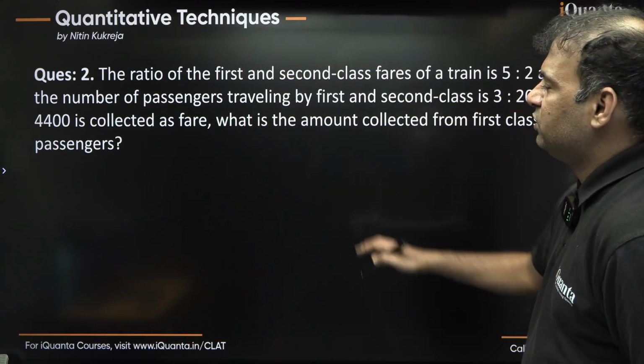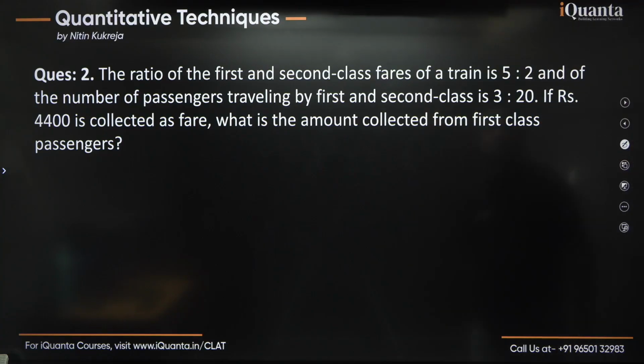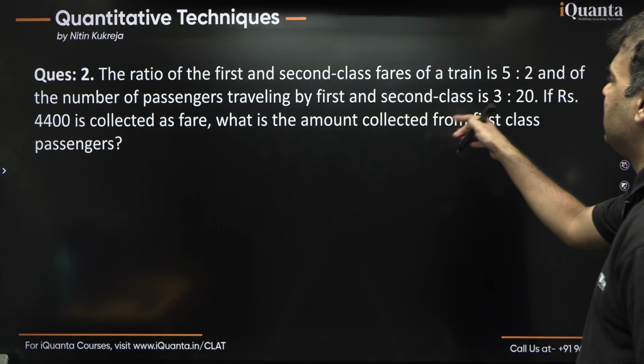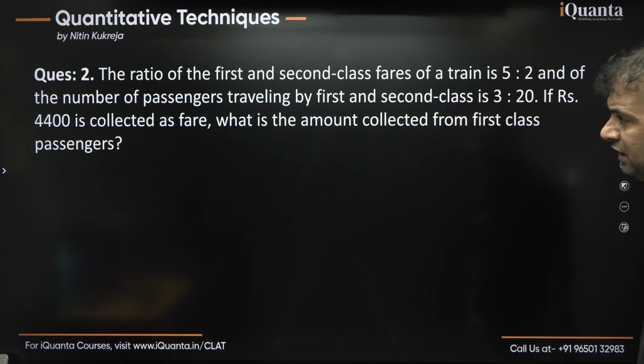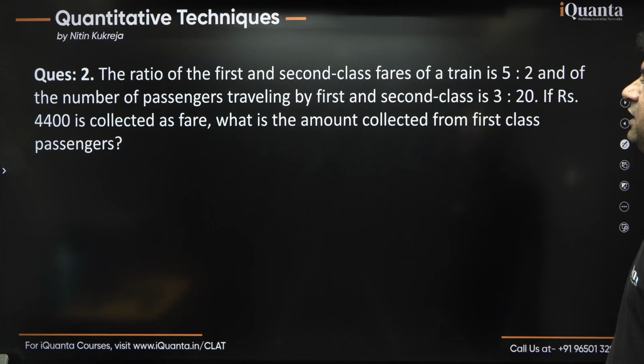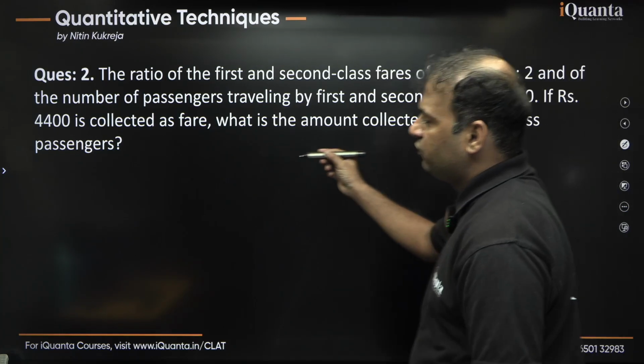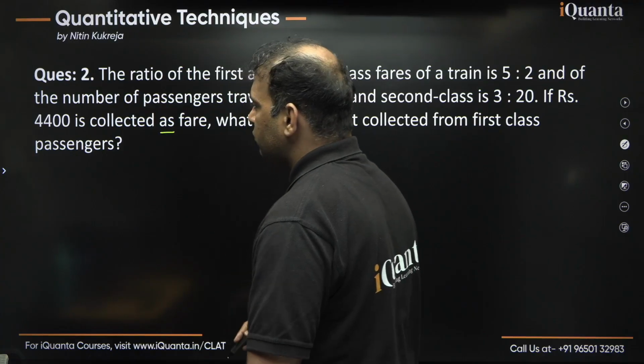The question says the ratio of the first and the second class fares of a train is 5:2, and the ratio of the number of passengers traveling by first and the second class is 3:20. If rupees 4,400 is collected as a fare, then what is the amount collected from the first class passengers? All right. So guys, they have given 4,400 rupees as the total collection from both the classes.